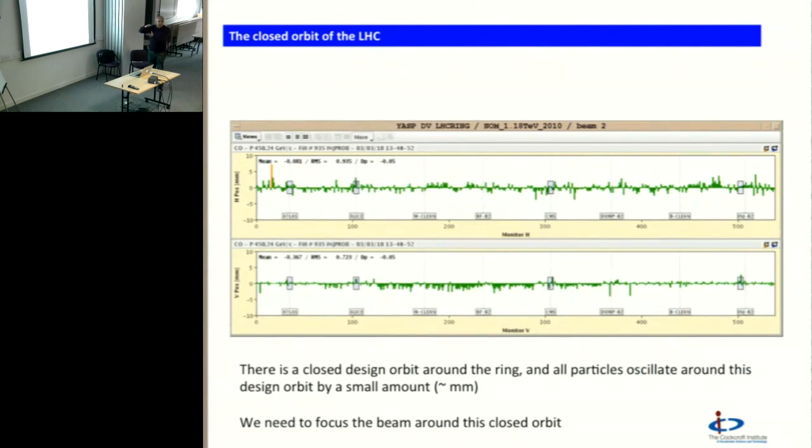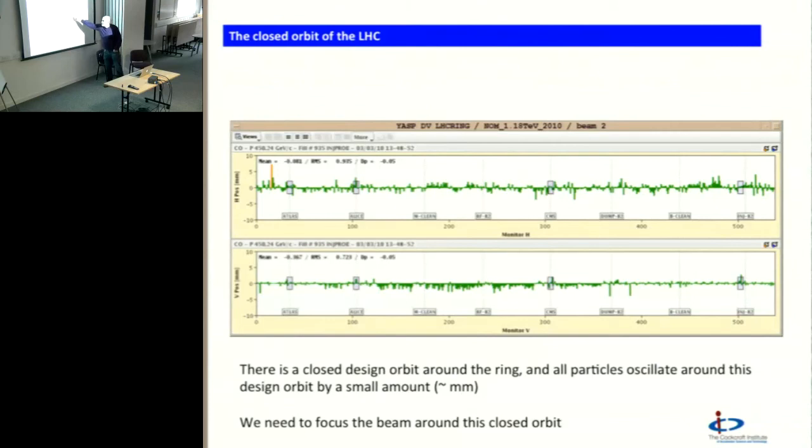So if you look at the LHC and you put lots of little devices that measure the position of a beam transversely, this is essentially the position of the middle of the bunch of protons as a function of position around the LHC, horizontal and vertical. So that's horizontal position in millimeters, vertical position in millimeters. You see what happens is this bunch of protons is moving up and down around the machine horizontally.